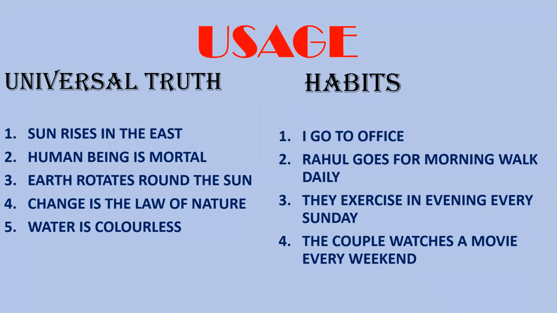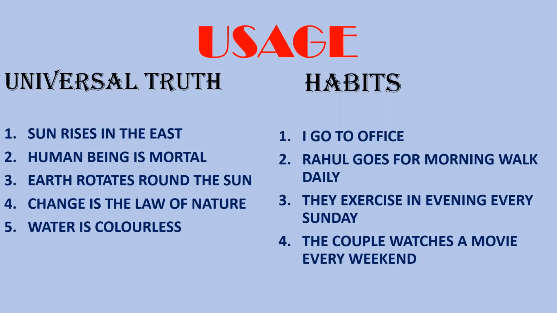The usage of simple present tense. See, because the sentence is quite simple, sometimes students commit mistakes in these sentences. You always have to remember that these sentences are used only for universal truths, some habitual action, or in some quotations, such as honesty is the best policy. So in such quotations or some universal truth, that means something which is the same all over the world. For example, sun rises in the east, water is colorless, human being is mortal. Such sentences are universal truths. That means they are the same all over the world.